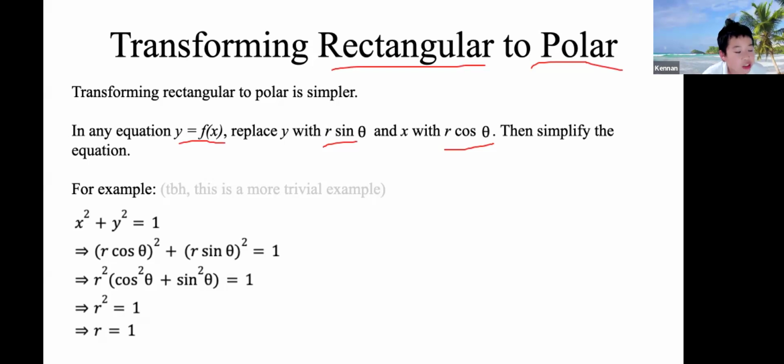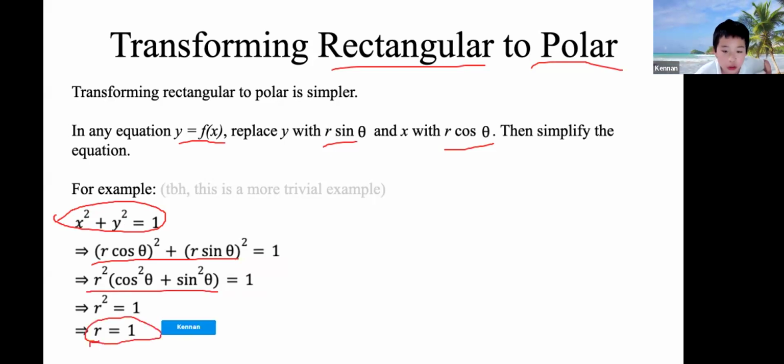So this is an easier example. This is the unit circle. We can plug it in, so we get this, and it's basically a lot simpler. We can combine cosine squared theta and sine squared theta. Simplifying, we get the radius is 1, which is a unit circle.